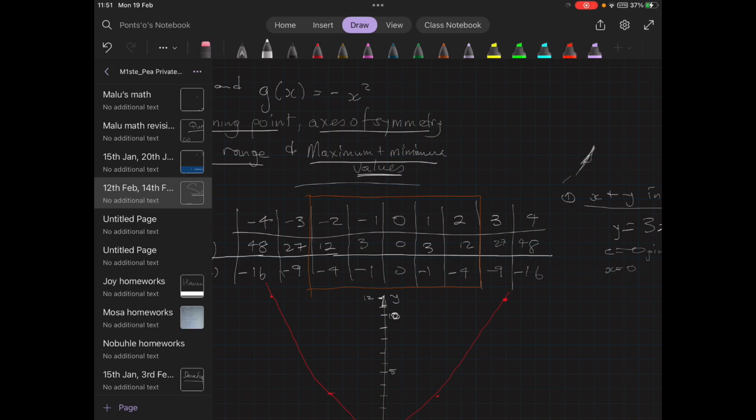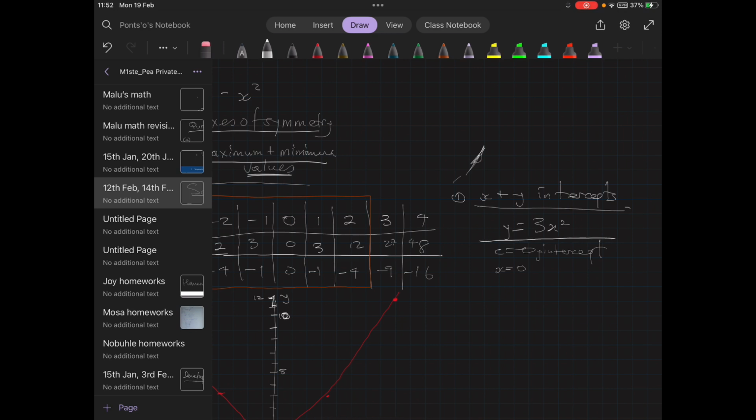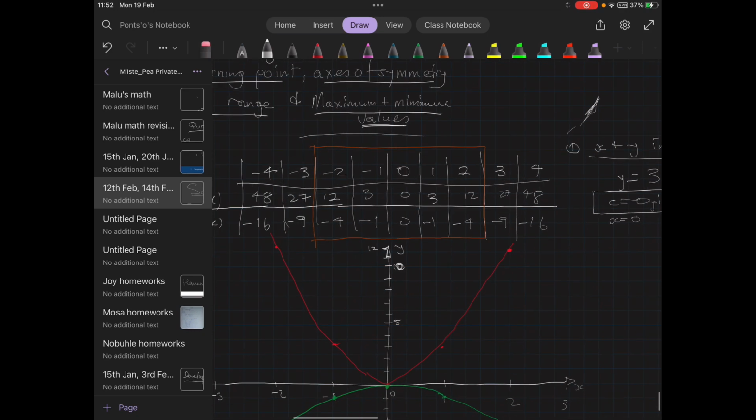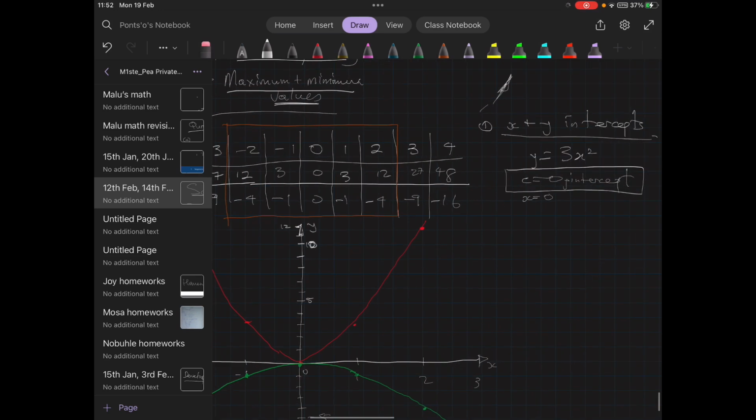So our y-intercept in this case: if we put x equals 0 into f of x, that's how we get our y-intercept, right? How would we get the y-intercept? By substituting 0 in the place of x. And when we do that for the f of x graph, we get 0. So that means that's our y-intercept.